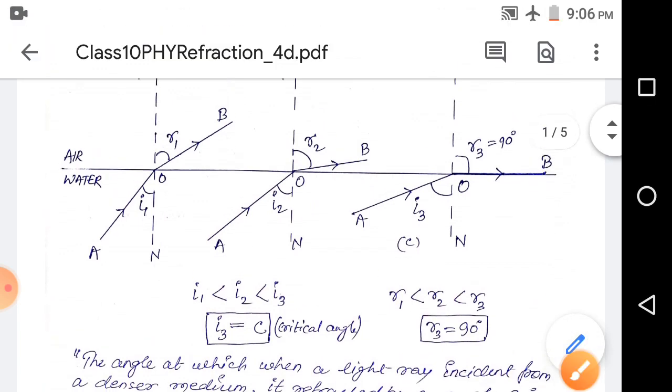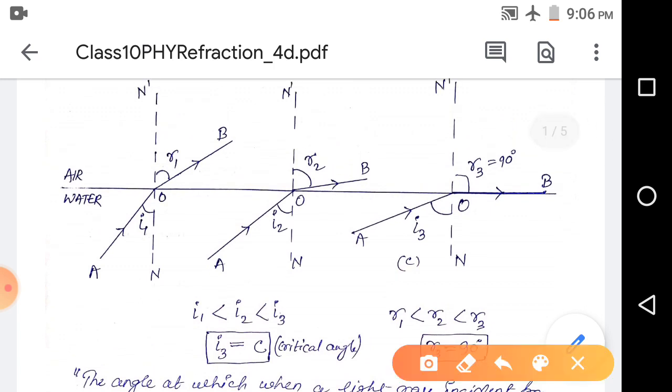Now for the third figure, again we have the light ray along AO. It is incident with an angle I3 and now this I3 is greater than I2 and I1. That means this I3 is greater than the previous two angles of incidence and the refraction occurs, but now there is a special refraction. That means the light ray is refracting along the surface. It is along OB and it is along the interface, that is the surface separating the two media, air and water. And here the angle of refraction, which is R3, is equal to 90 degrees.